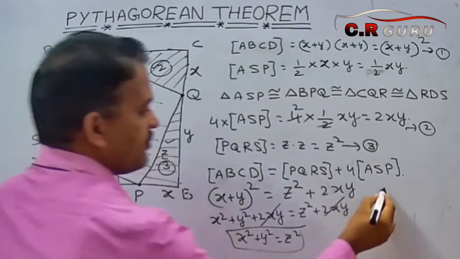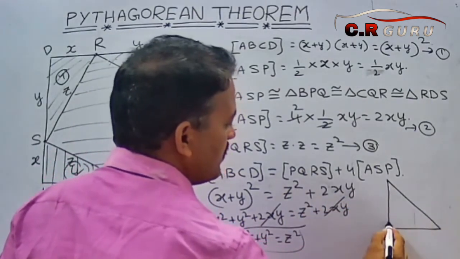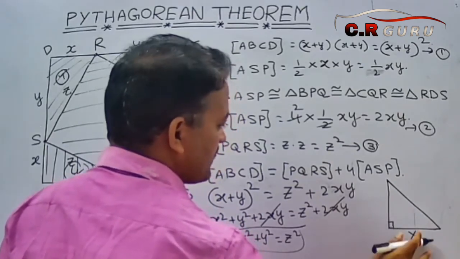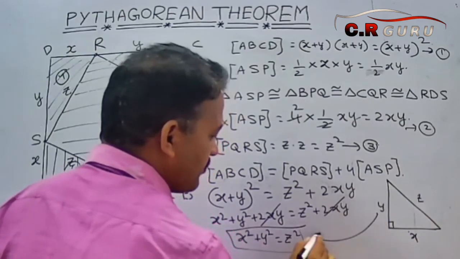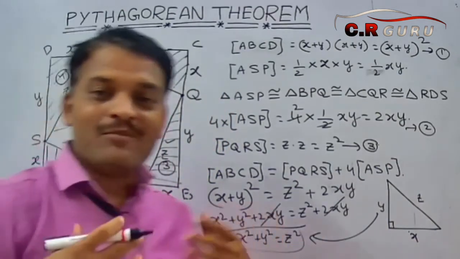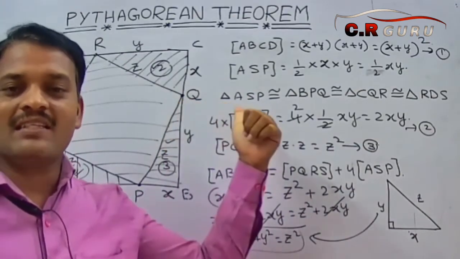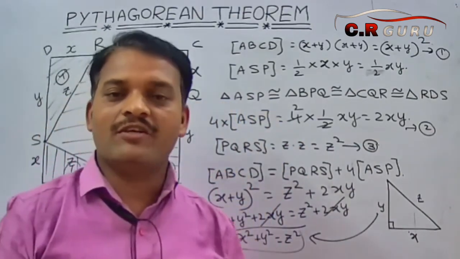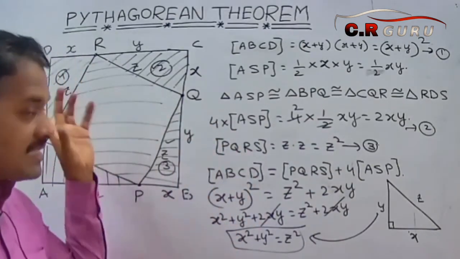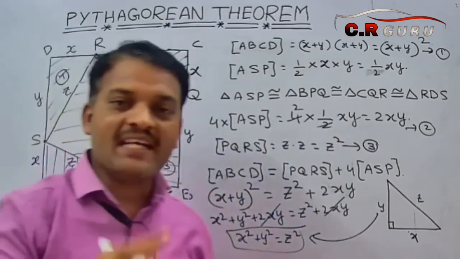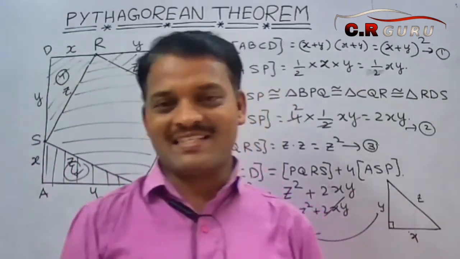So previously I considered the right angle triangle, where this length is x, this length is y and this length is z, and this is the formula. To find the Pythagorean theorem formula you need a right angle triangle, but here I am taking a square only, and I am still finding the Pythagorean theorem formula. So, friends, this is a wonderful shortcut.